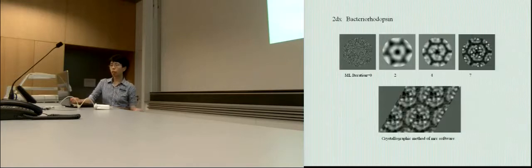So that's an example we had. And this is bacterial dot sum. This is the initial reference we used, and through several steps we get the final projection map. And here is the crystallography method. I will see.